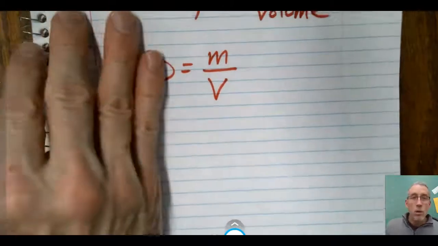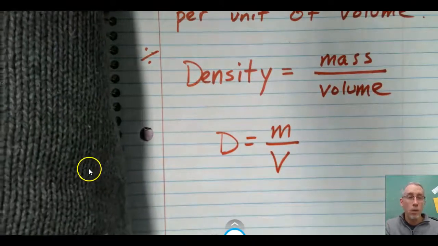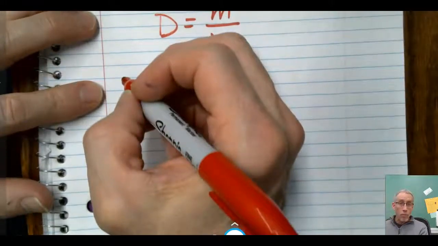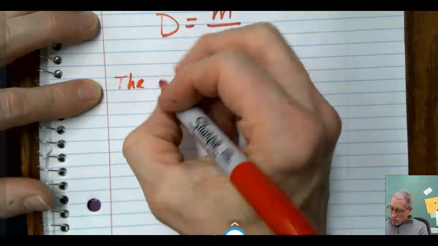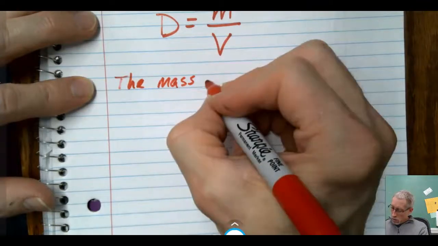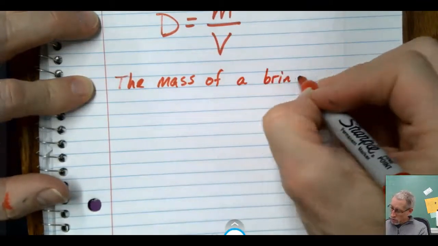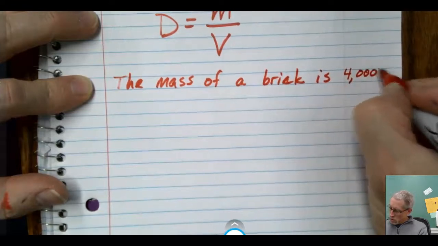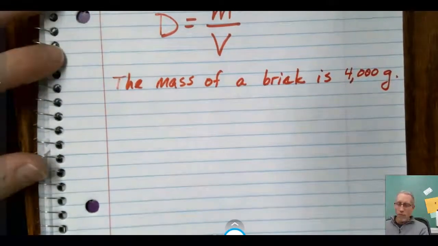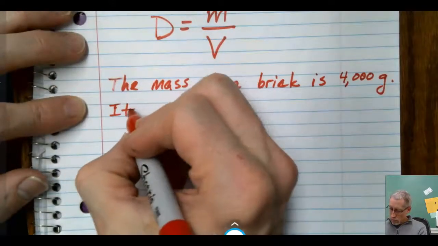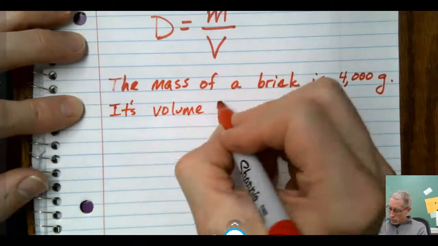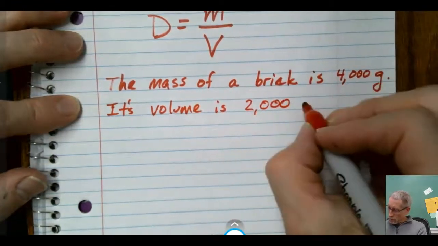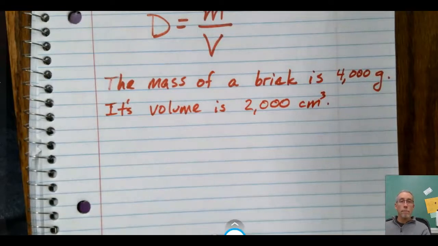All right, so let's do a sample of a density problem just so you know how I expect you to have them look. Okay, so I looked up some data on the internet and I found a problem we can do. So we'll do it this way. The mass of a brick is 4,000 grams. I'm using kind of just an average brick. Its volume is 2,000 cubic centimeters. Remember, cubic units when we measure volume.